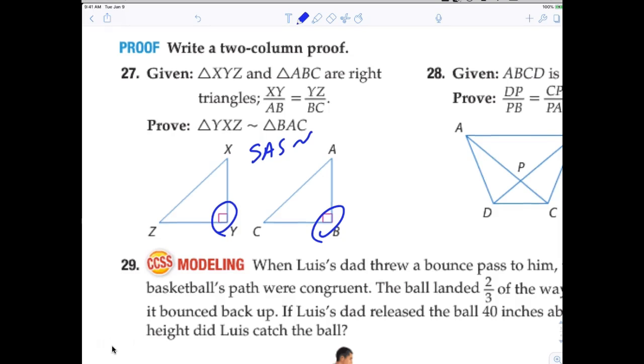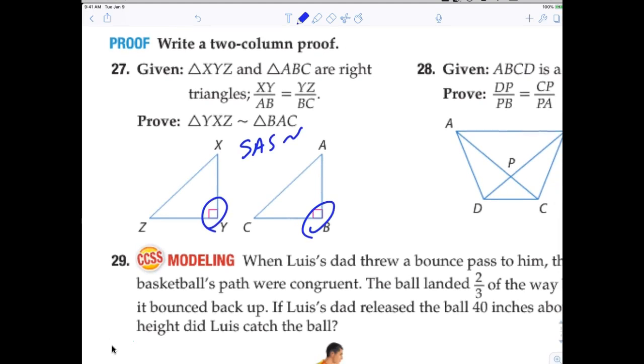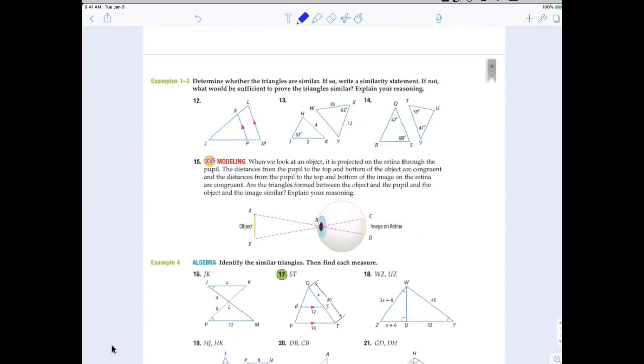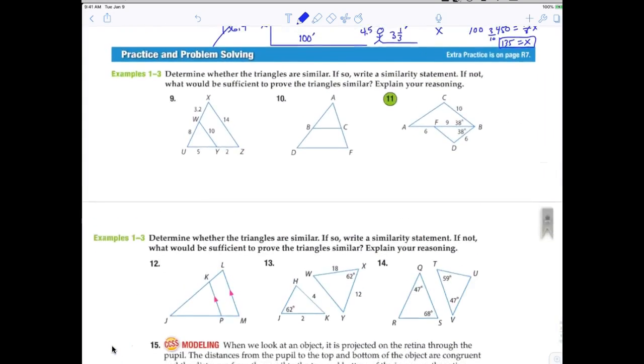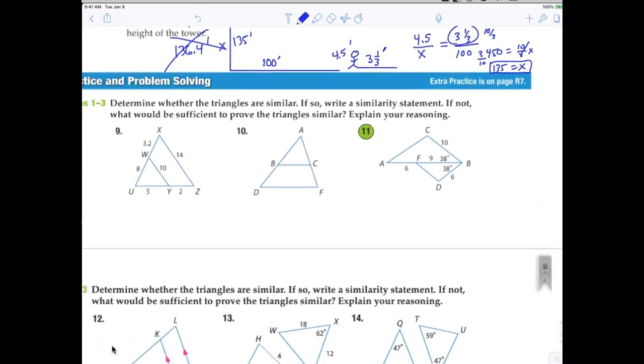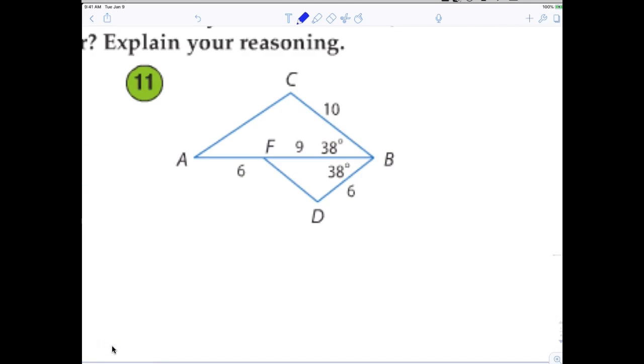All right. Did I ask you to do 28? No. All right, let's take a look at number 11. Okay, here we go.